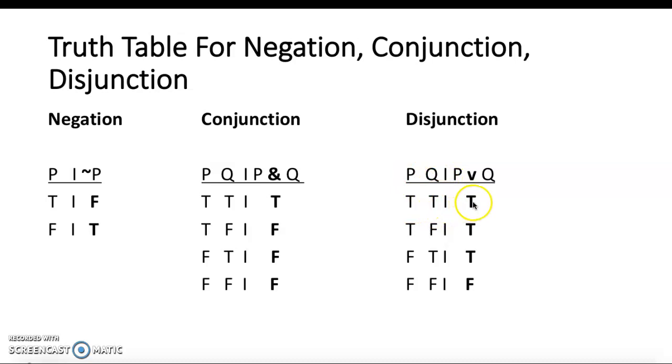We said that P or Q is true whenever either P or Q is true. So here they're both true, this is true. Here P is true, Q is false, it is true. Here Q is true, P is false, it is true. So this is only going to be false whenever they both turn out to be false.